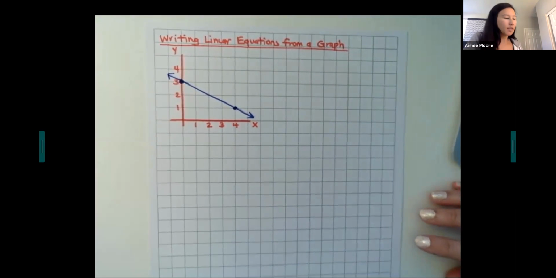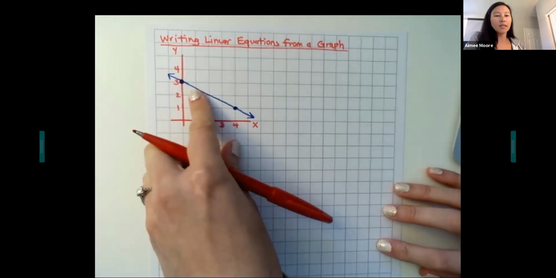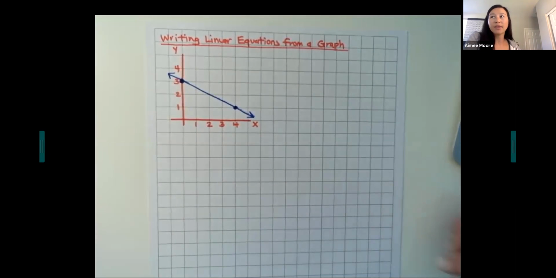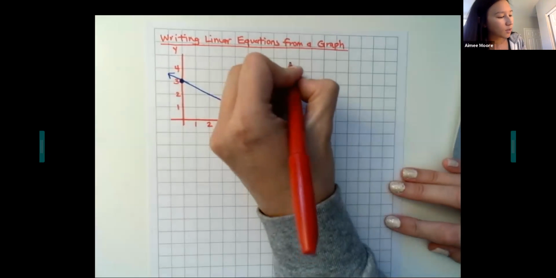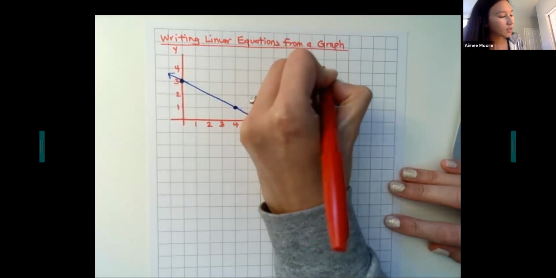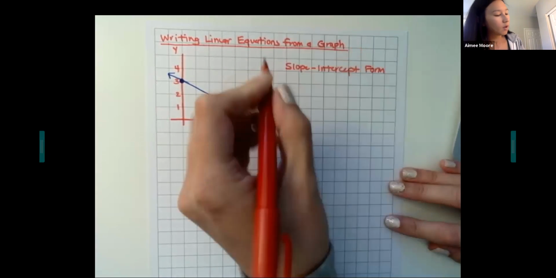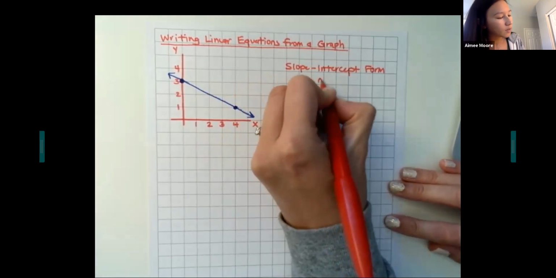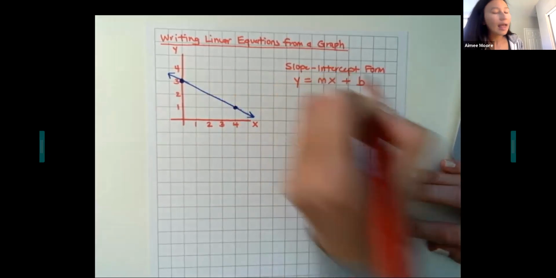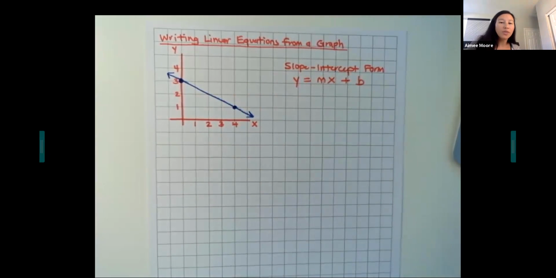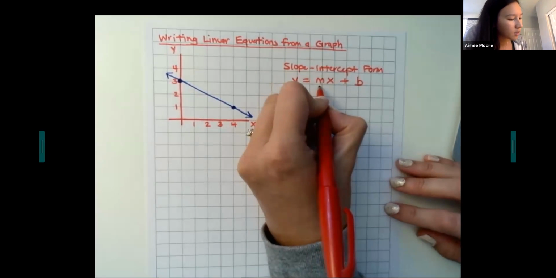Okay, so this is what you're going to see on your assignment today. They're going to give you a graph and it's going to have a line on it, and you're going to have to write the equation of that line. So we're going to be writing the equations in slope-intercept form, which is y equals mx plus b. So you need 2 things to write the equation of a line in slope-intercept form.